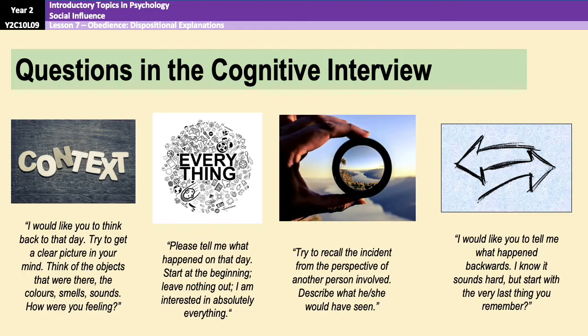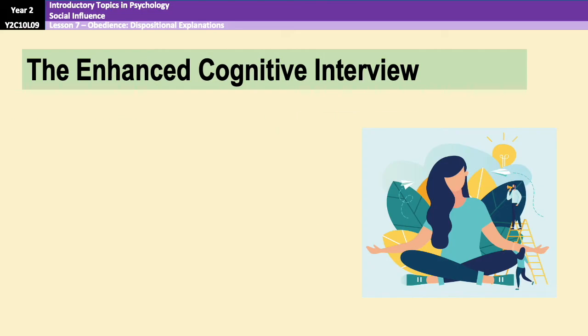Some of them are a little bit more detailed, like with the reinstate the context question, whereas others, like the change of perspective question, are quite simple and straightforward. I would recommend that you have a question ready just in case you get asked. It doesn't have to be exactly the same as mine. Write your own by all means, but the way that I've written it there is roughly what it should look like to be a good question for the cognitive interview.